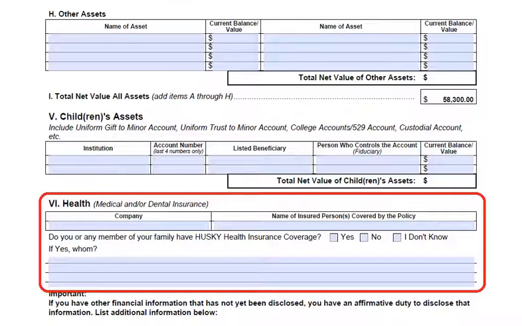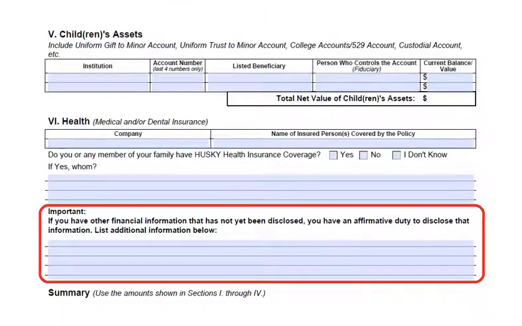Below the line for entering the policy information, the form asks if you or anyone in your family is covered under the state's Husky Health Insurance coverage. Check the appropriate box before either yes, no, or I don't know. If any family member is covered, enter his or her name on the line provided. Please review all information you have provided on the form for sections Roman numerals 1 through 6 and make sure it is complete and accurate.